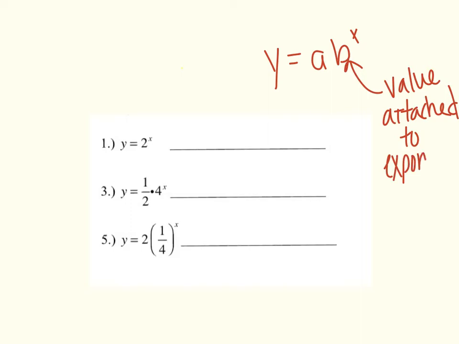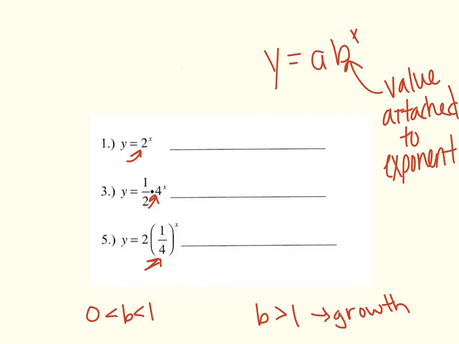If you're looking at these first three, if you have a 2, a 4, and a 1/4, we don't care about anything else except the single value attached to the exponent. So if it is greater than 1, it's going to be growth. If it's in between 0 and 1, it's going to be decay.